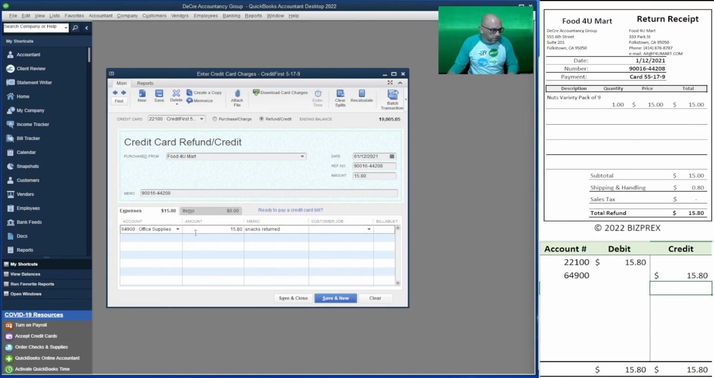Let's go ahead and book it. One more review. This amount right here is a credit to this account, this expense account. It reduced it, and then this amount here is a debit to this account, to this liability account, and it reduced that as well because liabilities are reduced when debited. All right, save and close.